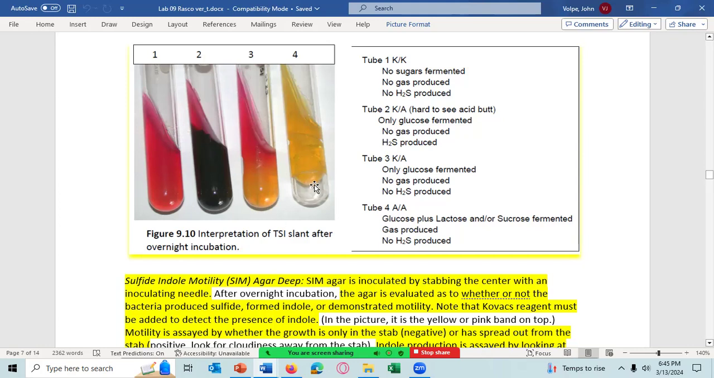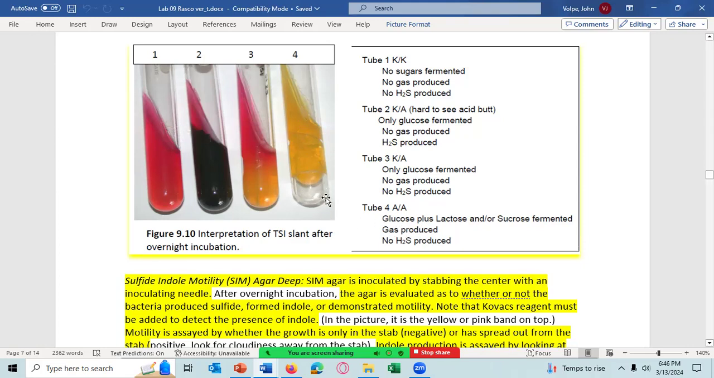No hydrogen sulfide is being produced in any other tube except for two. This tube, if it's yellow on both the slant and the butt, then we know that both glucose and at least one other sugar is fermented, because the slant is yellow. And we don't know which sugar it is. It could be both glucose and lactose or sucrose, or it could be sucrose only and glucose. Glucose is always fermented if one of the other sugars is fermented, because glucose is the base sugar. These other two sugars are actually converted into glucose and then sent through respiration in the normal way.